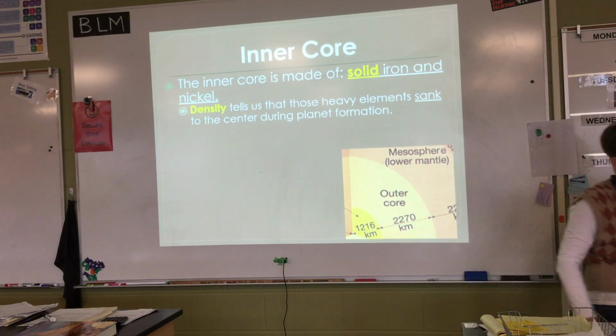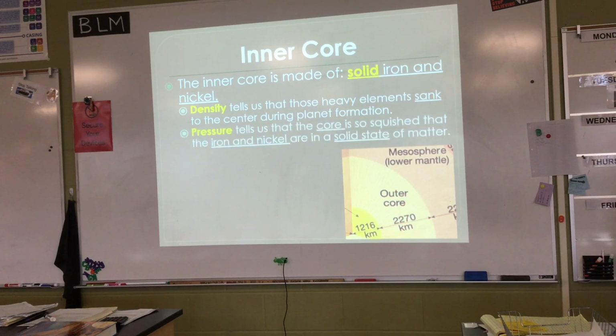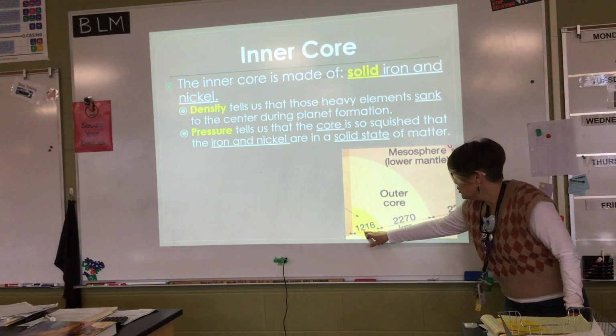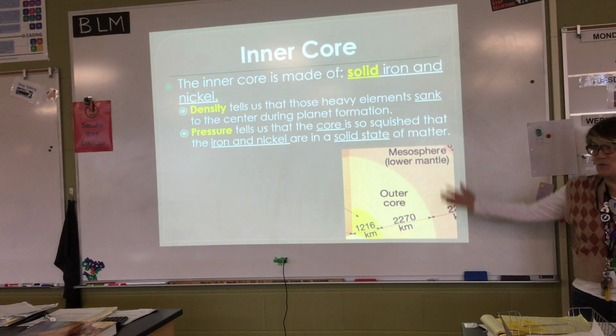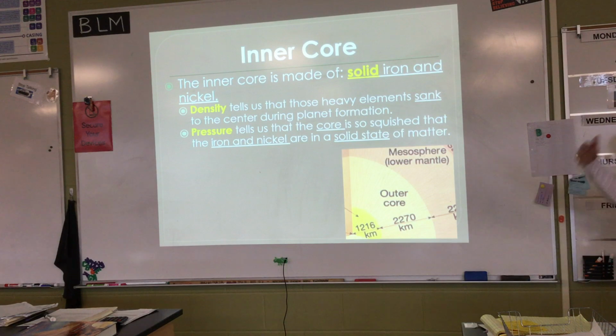Sank goes right here. Pressure tells us that the core is so squished together that the iron and nickel are in a solid state of matter all the time. Like that solid state of nickel, that sphere that I gave you for your lab, picture that like the size of 1,216 miles in diameter. A big, huge sphere like that, that'd be worth trillions.